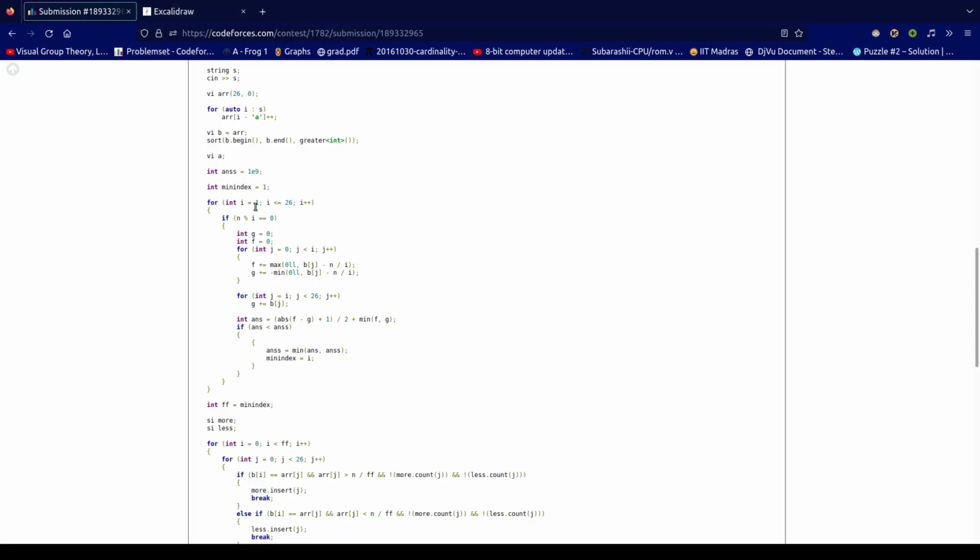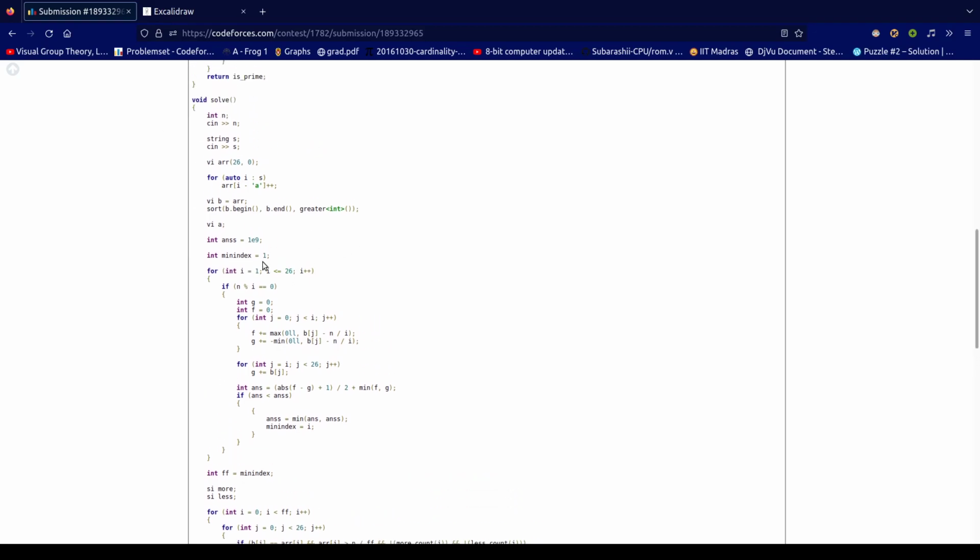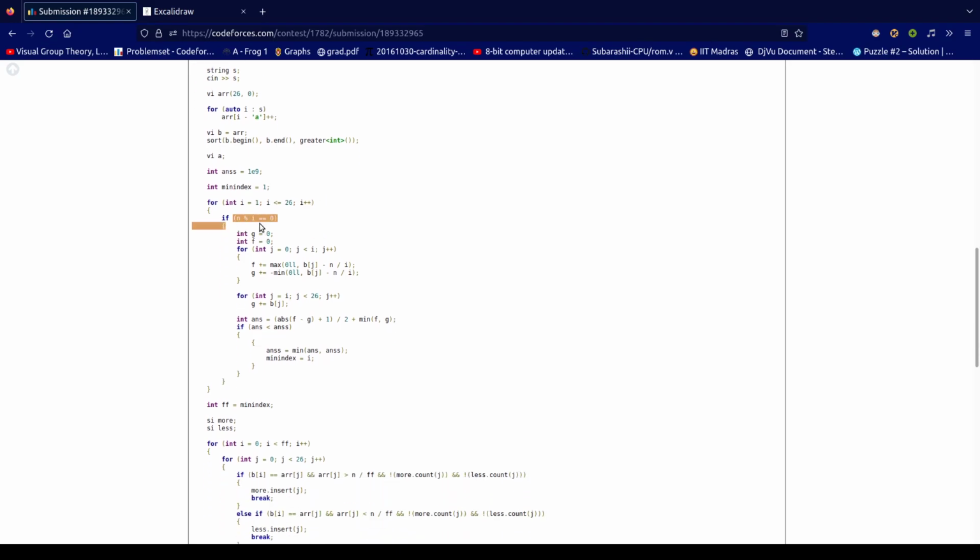So what I'm doing is iterating over how many unique characters are present in the final solution. In the final solution, there might be just one unique character, which means all the characters are the same, or they might be all 26 unique characters. Now n modulo I has to be equal to 0. That's because if n modulo I was not equal to 0, of course we can't have I characters repeating themselves. I have two quantities called G and F here. So basically we'll think about what these things are.